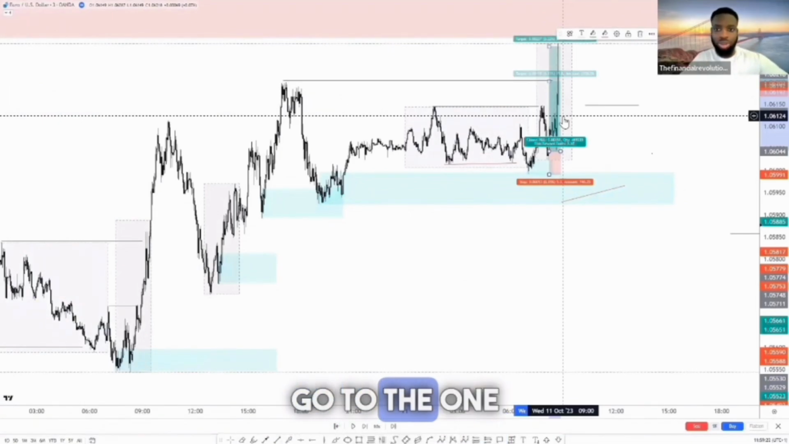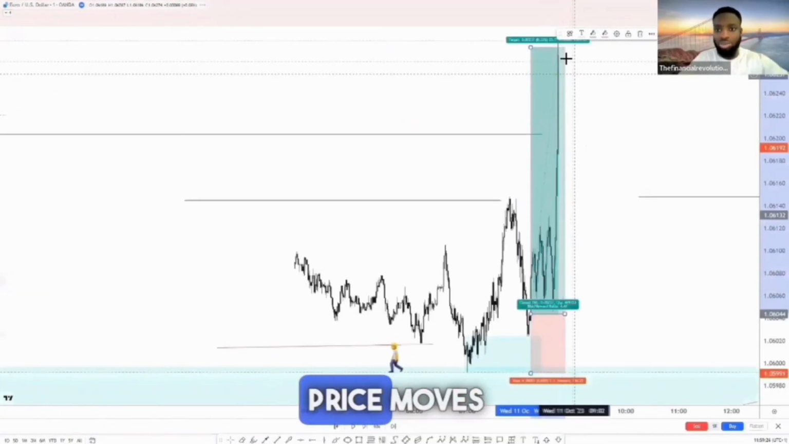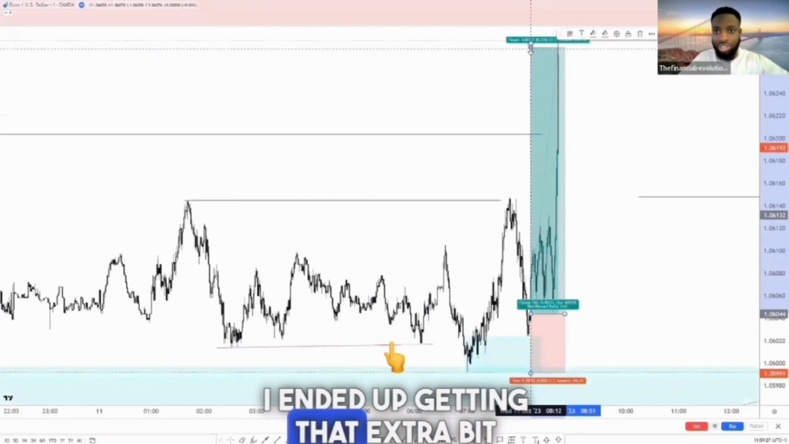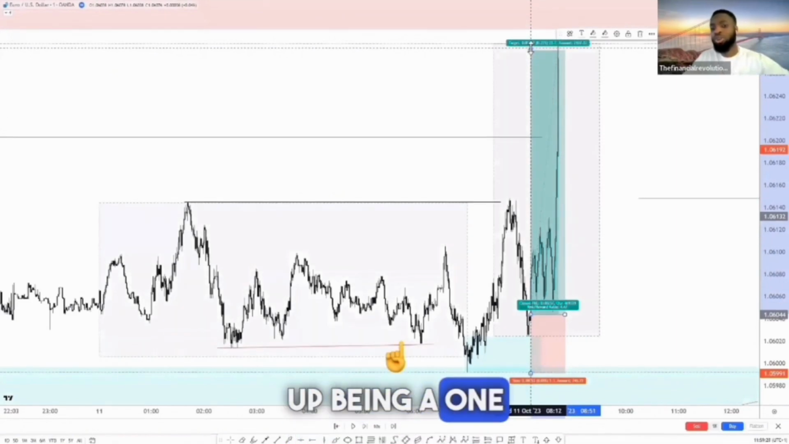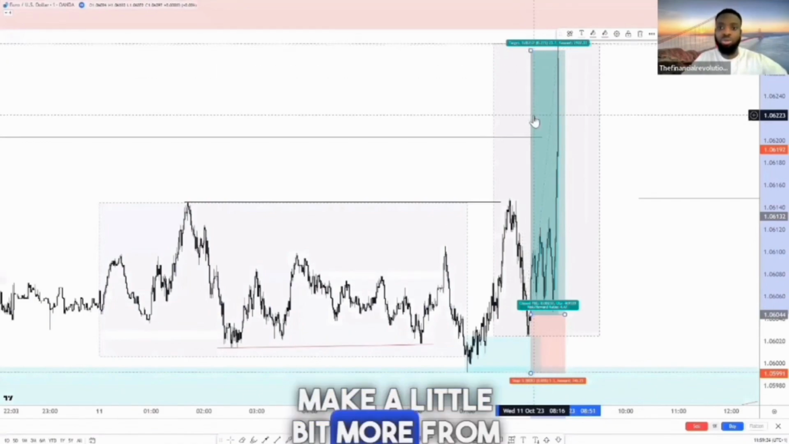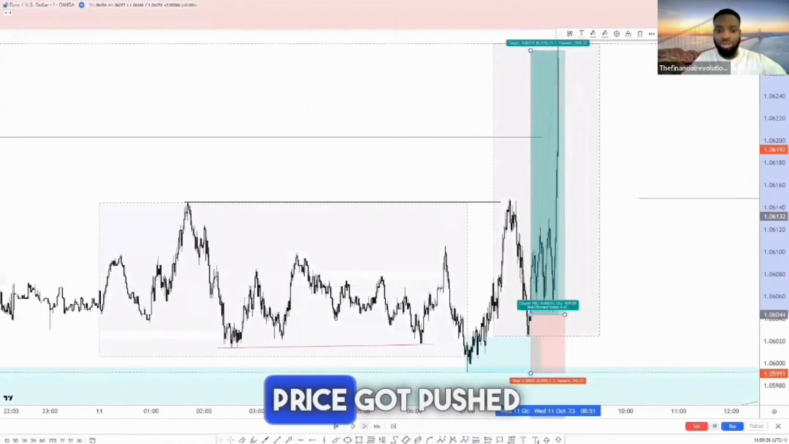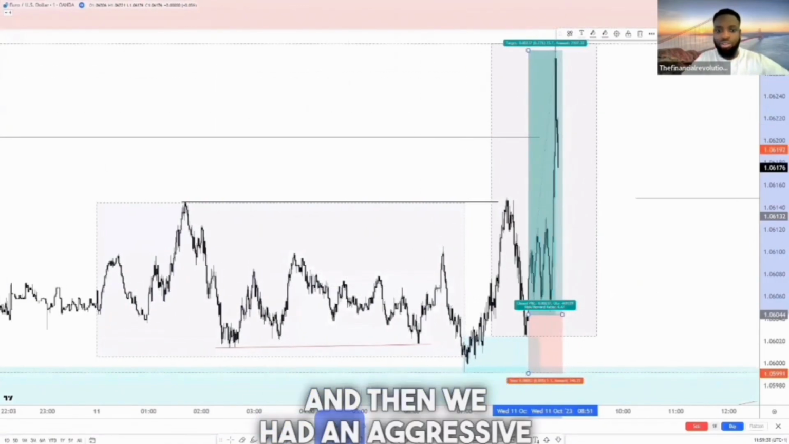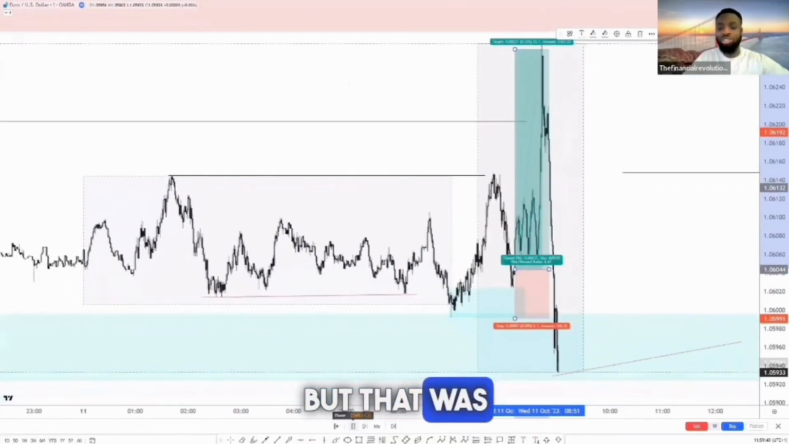Now, because if you go to the 1 minute, you can see how aggressively price moves to the upside, I ended up getting an extra bit of risk reward. It ended up being a 1 to 4.87. No, 4.7, sorry. So I actually was able to make a little bit more from this trade. At that point, then obviously price got close to supply, and then we had an aggressive push to the downside. But that was literally all that I took, guys.